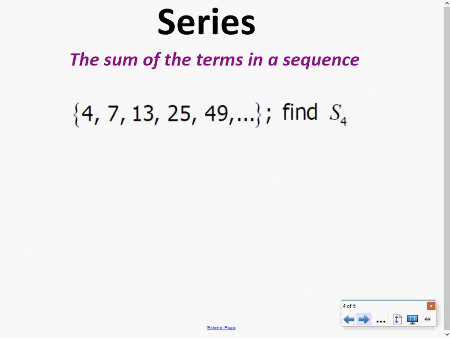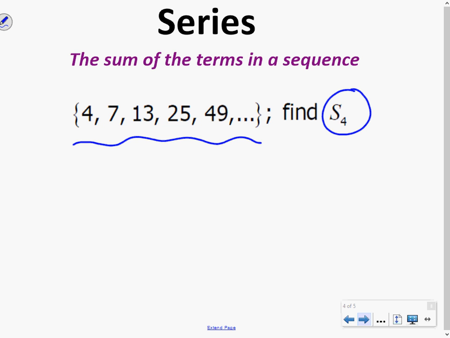Okay. Now, the other thing we're going to be talking about is series. And a series is really just taking all of the terms in a sequence and adding them up. So there's a couple different ways you're going to see it. Okay. The first kind is you're going to be given a sequence like this, and you're going to be asked to find a partial sum, which is usually using this notation.